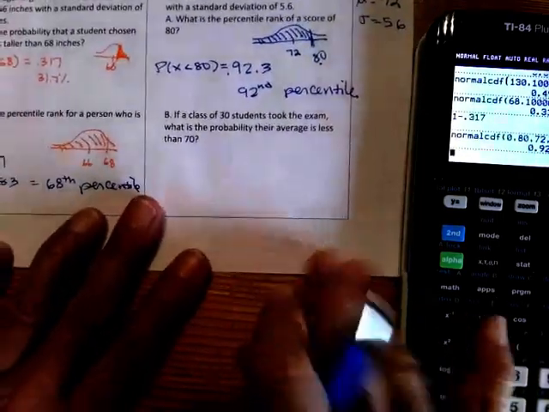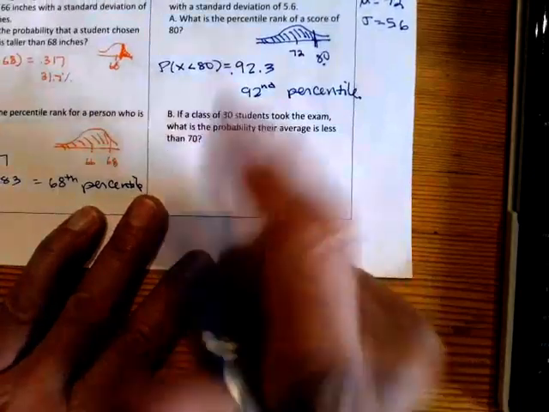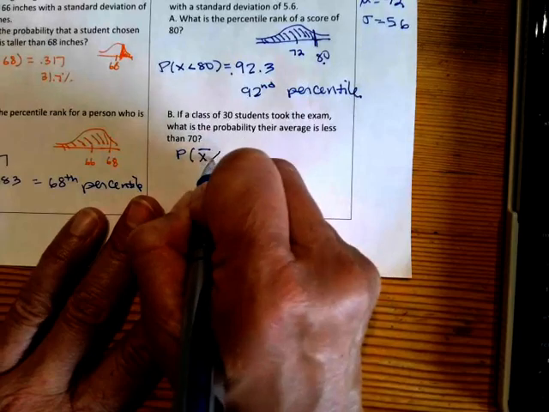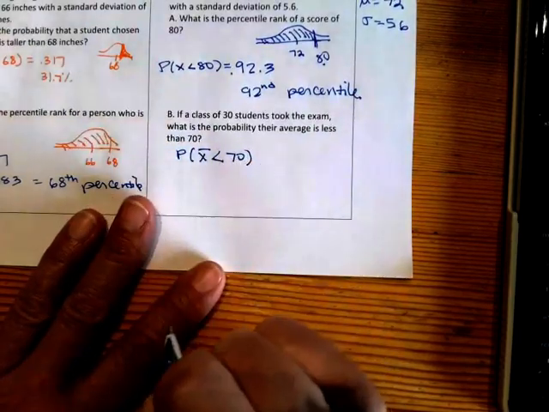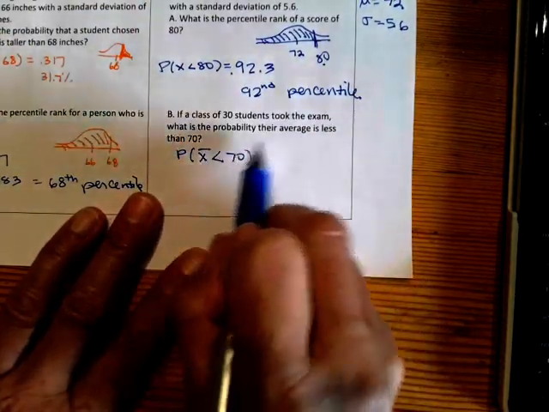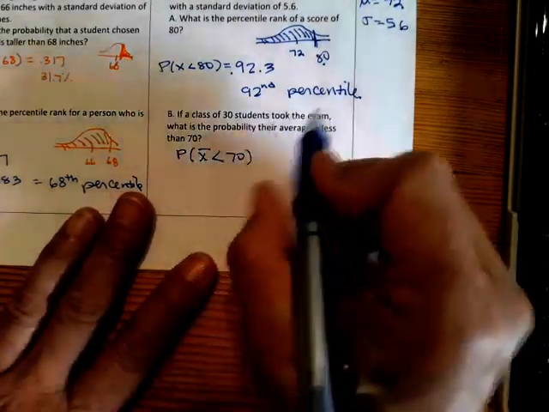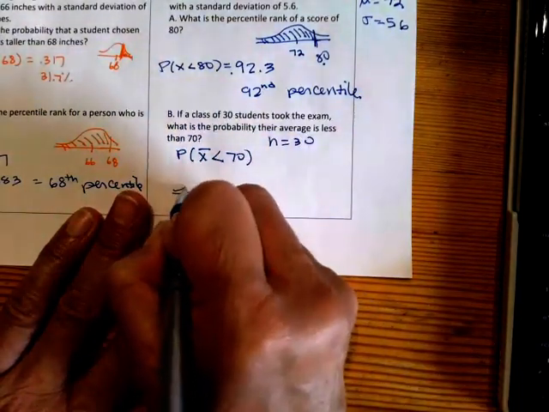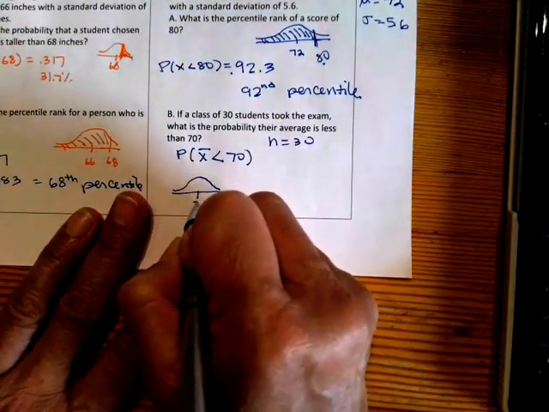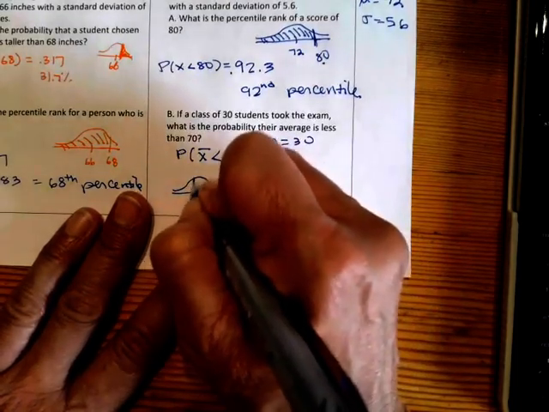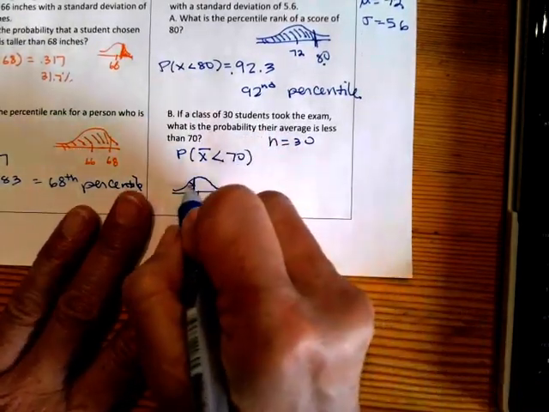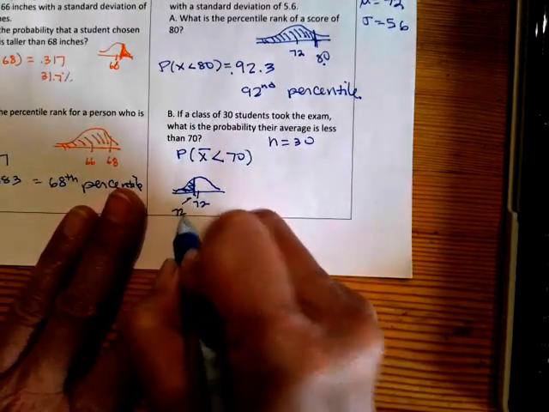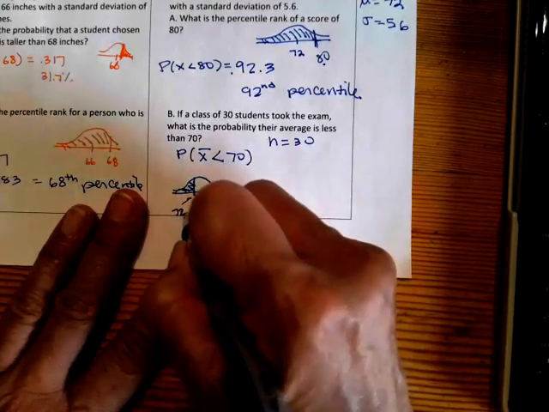Now, if a class of 30 students took this exam, what is the probability that their class average is less than 70? I used X bar for the class average because it's from our sample, and I know that N is 30. So let's get that picture. Again, 72 is the average for the population, so 70 would be less than that. So what's the probability that our group has an average less than 70?